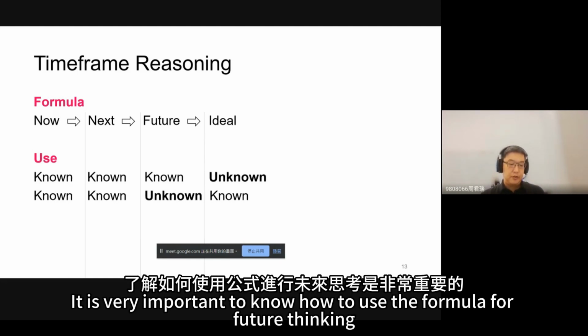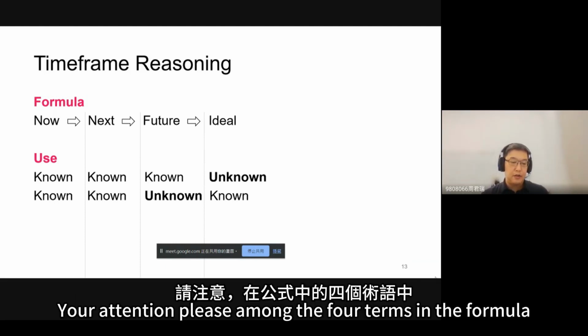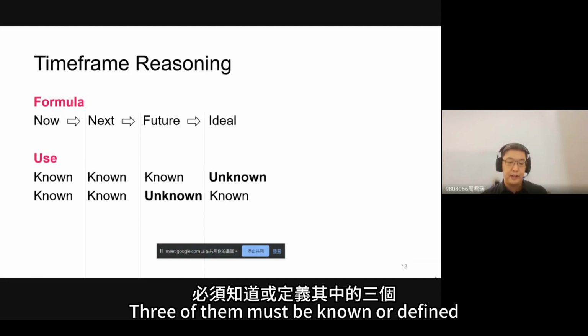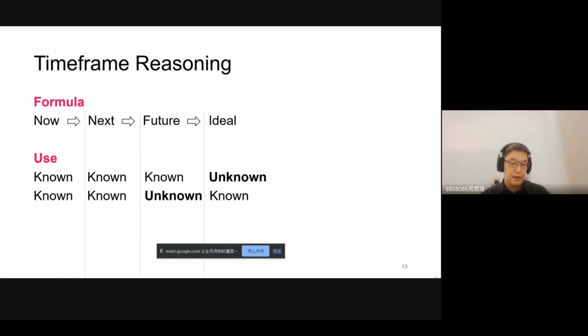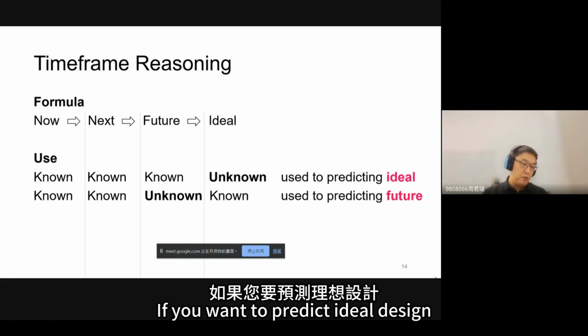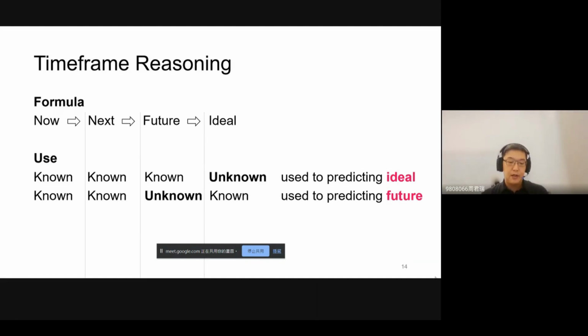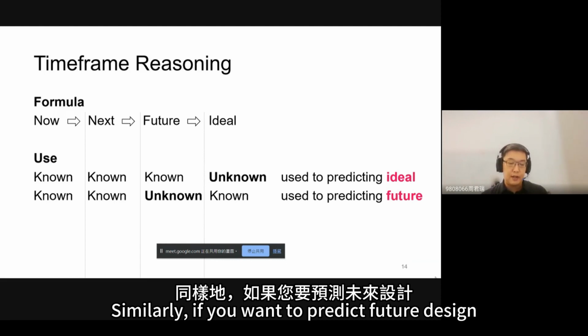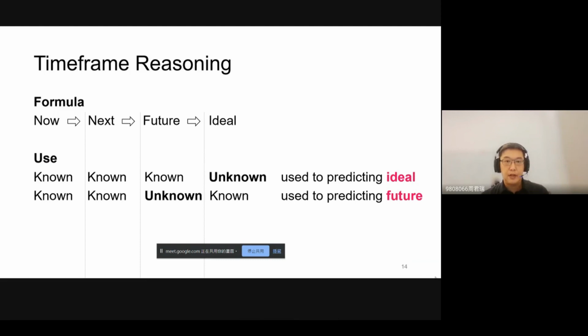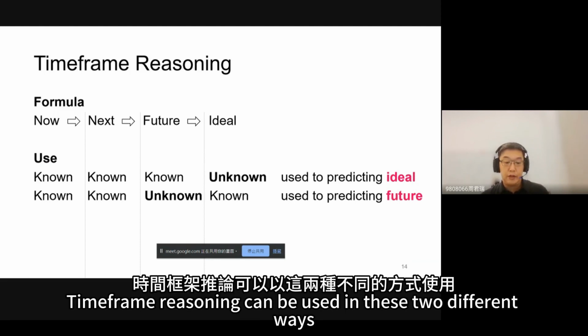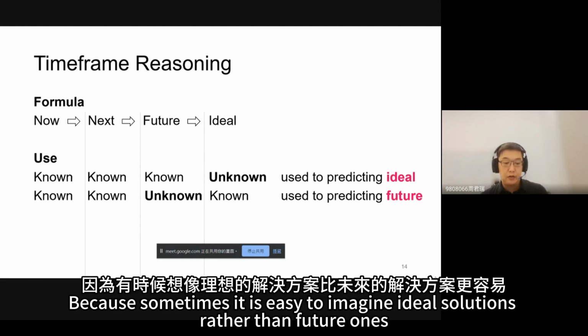It is very important to know how to use the formula for future thinking. Class, students, your attention please. Among the 4 terms in the formula, 3 of them must be known or defined. You can define them by yourself. The unknown is what you are going to predict. If you want to predict ideal design, the rest 3 terms must be defined. Similarly, if you want to predict future design, the rest 3 must be defined. Time frame reasoning can be used in these 2 different ways because sometimes it is easy to imagine ideal solutions rather than future ones.